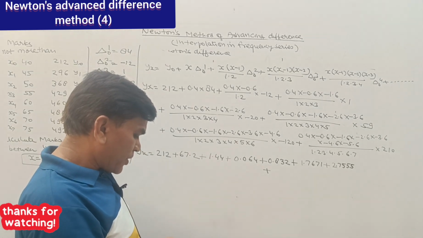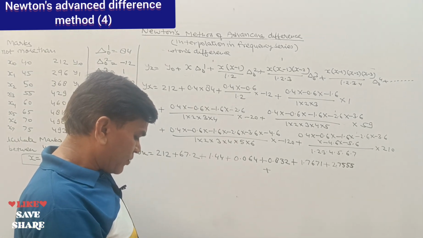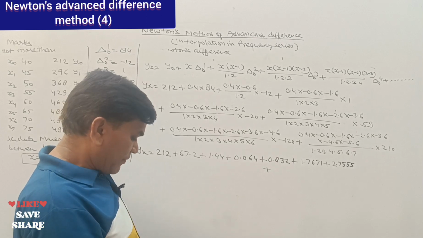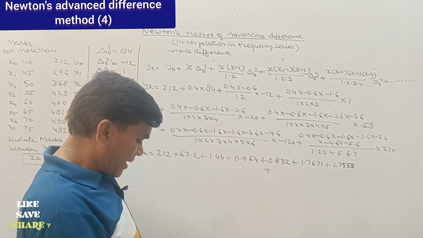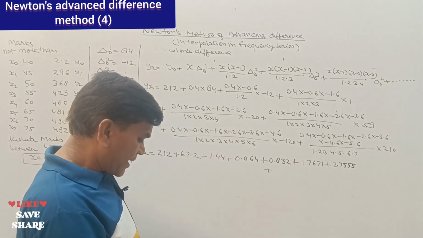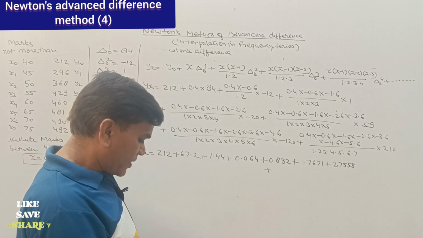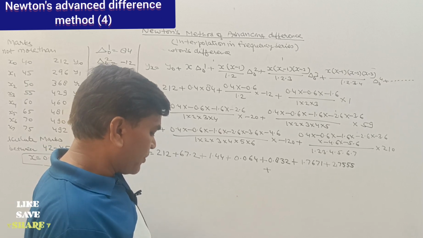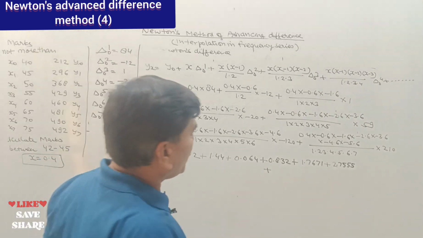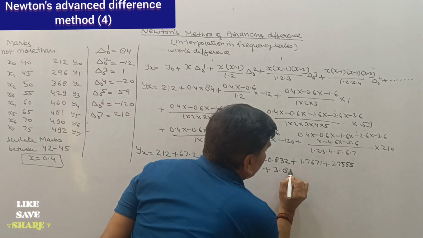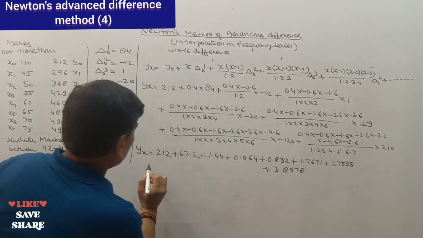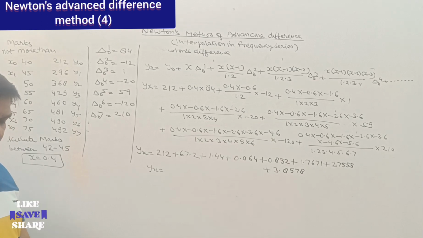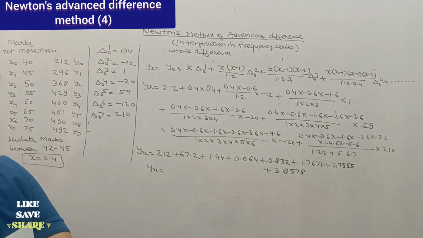0.4 multiply 0.6 multiply 1.6 multiply 2.6 multiply 3.6 multiply 4.6 multiply 5.6 multiply 210 divided by 7 divided by 6 divided by 5 divided by 4 divided by 3 divided by 2. So value will be plus 3.8578. So the y x value will be, the result is 894.71.